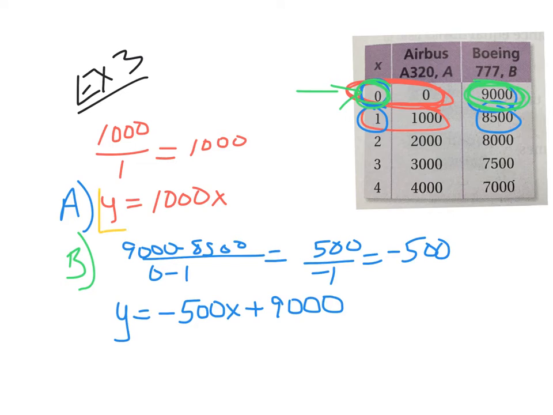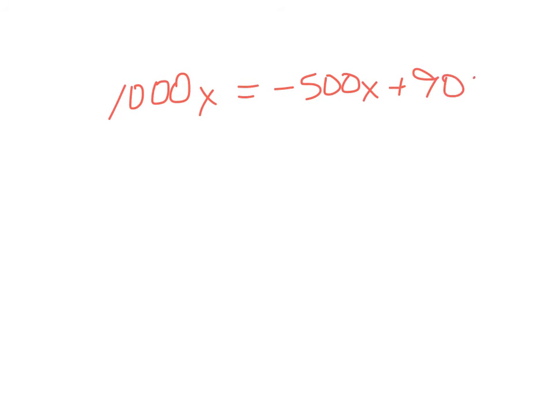Okay, so now that we have our 2 equations, we can solve for x, which is how many minutes until they would be at the exact same altitude. One of them is already solved for y, so let's plug that in here, and then we can solve for x. So we're going to say 1,000x equals negative 500x plus 9,000, where they started.